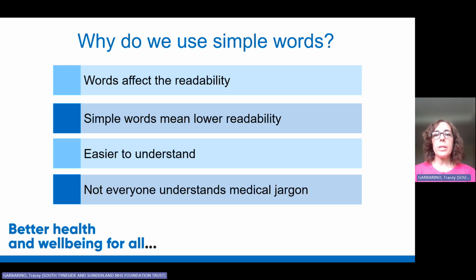So why do we use simple words? Well, the words affect the readability, and this means how easy a piece of writing is to read. So simple words mean a lower readability, and we measure readability with the Flesch-Kincaid reading grade. And we're aiming for this to be at a level 6 or below, which is the same as a reading age of 9 to 11 years old or under. Simple words are also easier to understand because, as I said, not everyone understands medical jargon.